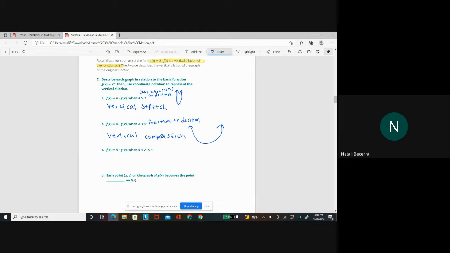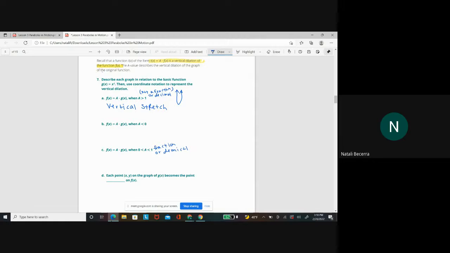Let me see something real quick. The graph of f of x is a reflection across the. Oh, I'm sorry, guys. Okay, actually, this part I'm gonna have to erase this. Sorry, that's my bad. I had them mixed up. Right here, this is whenever it's a fraction or decimal.